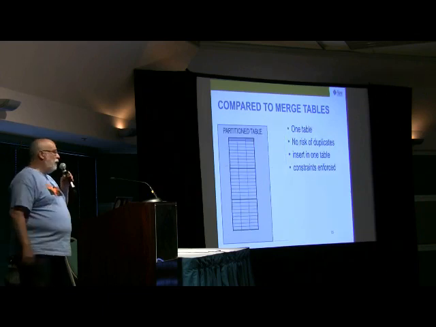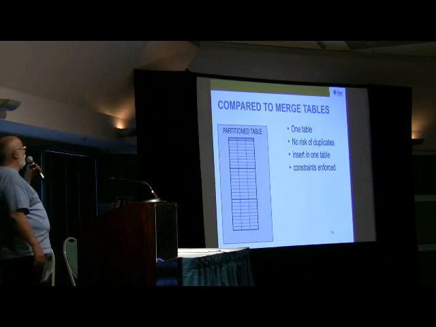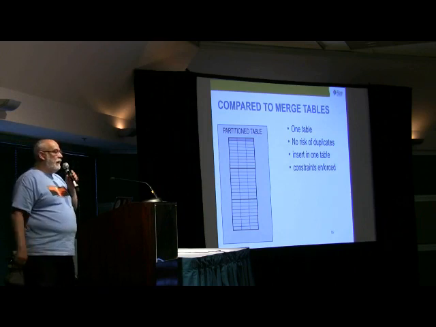With partitioning, you have only one table, so it looks like a table. It is one table. You can use indexes, you can use primary keys, you can insert in one table, and constraints are enforced.